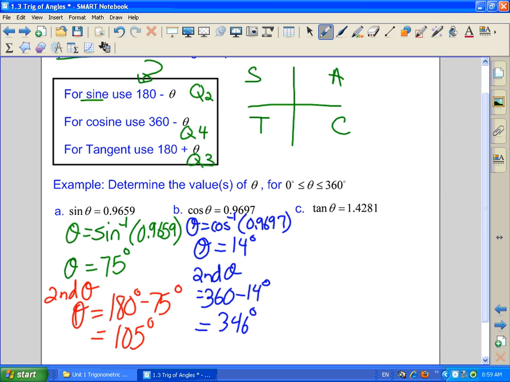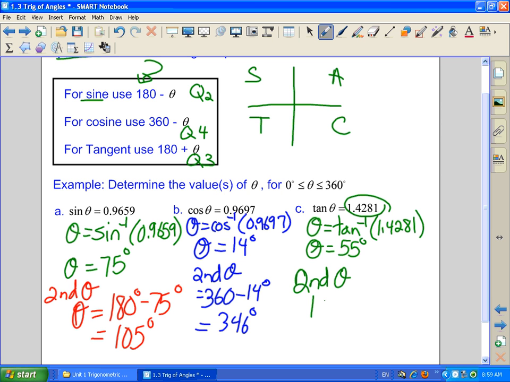And lastly, tan theta equals 1.4281. Again, that's just a ratio of the two side lengths, which is your opposite and your adjacent. So to get the angle, use the tan inverse of 1.4281. Plug it in your calculator. You should get theta equaling approximately 55 degrees. Where else is tangent positive? In Q3. So for the second theta, you're going to take 180 degrees and add your 55 degrees. So you're going to end up with 235 degrees.